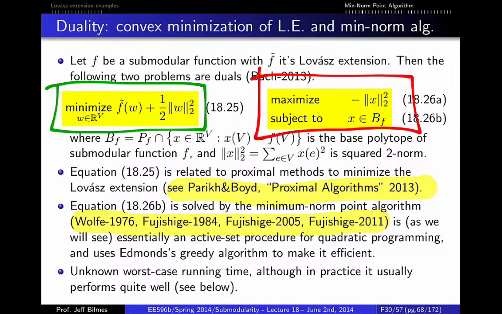And as we're going to see, the running time is actually unknown. It's currently an open problem. For the longest time, the running time of the simplex algorithm for linear programming was unknown. The minimum norm point algorithm is wistfully reminiscent of the simplex algorithm. For those of you who are familiar with it, you might be reminded a bit of it.